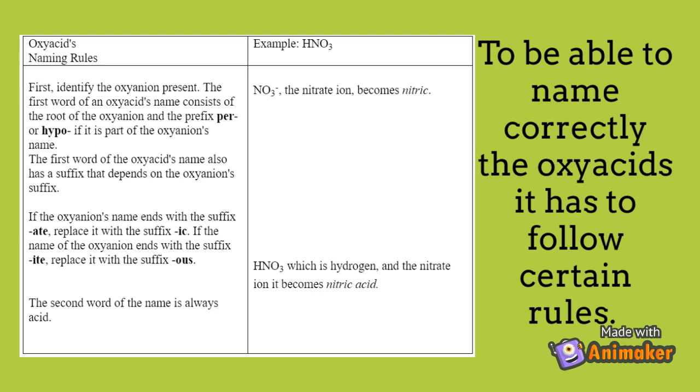Let's take as an example HNO subscript 3. NO subscript 3 is the nitrate ion, which becomes nitric. HNO subscript 3, which is hydrogen and the nitrate ion, becomes nitric acid.